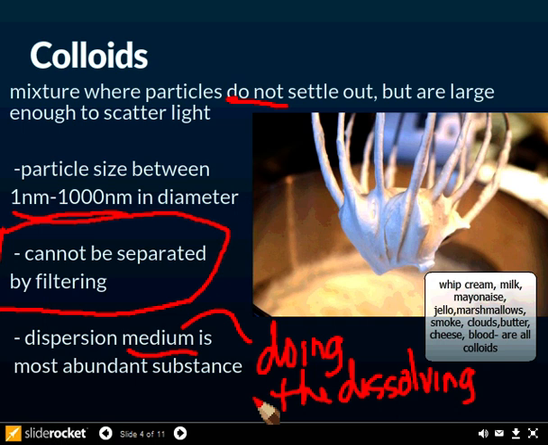By the way, not all mixtures are made up of a solid in a solid, or a liquid in a liquid, or a gas in a gas. You can mix your states of matter. So in whipped cream, we would have a liquid in a gas. Milk, mayonnaise, jello, marshmallows. Marshmallow is sugar in air. Those are colloids. Blood is a colloid.